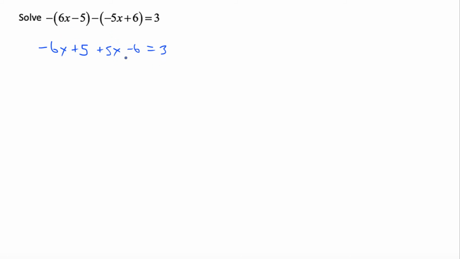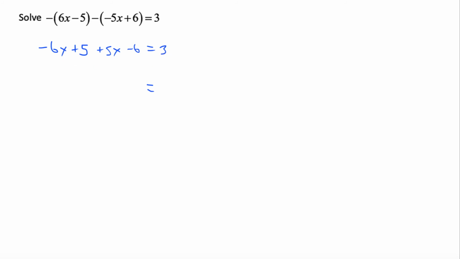Okay, now we take a look. On the left side here, we can combine the negative 6x and the plus 5x. We can also combine the positive 5 minus 6. Before we move stuff around from one side to the other, we always want to simplify each side separately. Now, on the right side here, there's nothing to simplify, so we don't need to even talk about that.